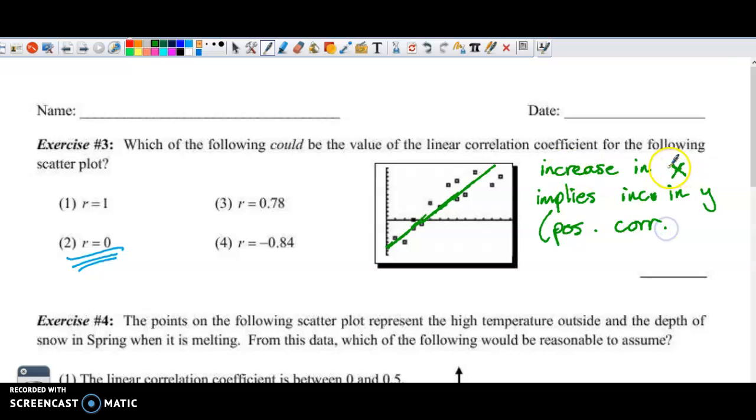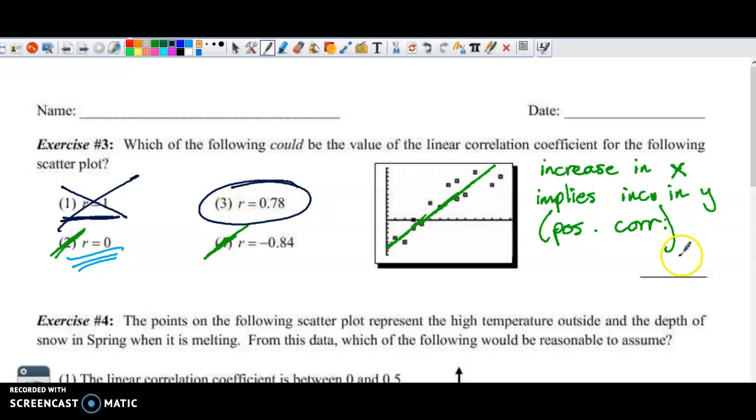So if I increase X, implies a decrease in Y, that would be a negative correlation. So it's not option 2 and it's not option 4. But if you look at my line of best fit, if it were option 1, R equals 1, then every point on my scatter plot would be on my line of best fit. Did that happen? No. So the only possible answer would be option 3.